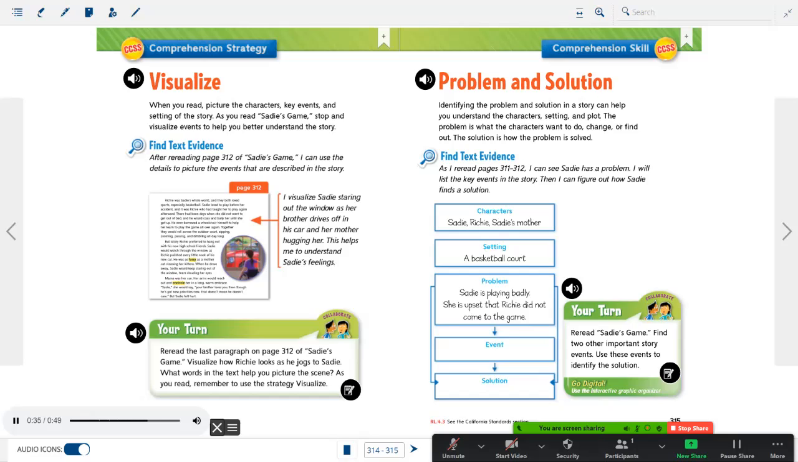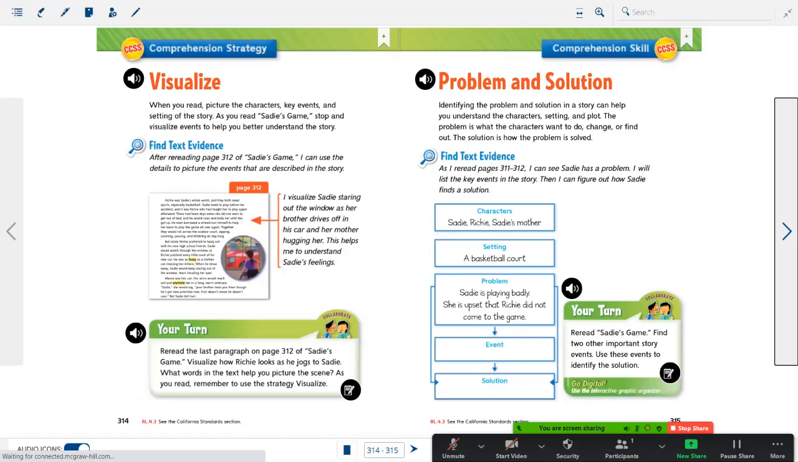Graphic organizer. Characters: Sadie, Richie, Sadie's mother. Setting: a basketball court. Problem: Sadie is playing badly. She is upset that Richie did not come to the game.